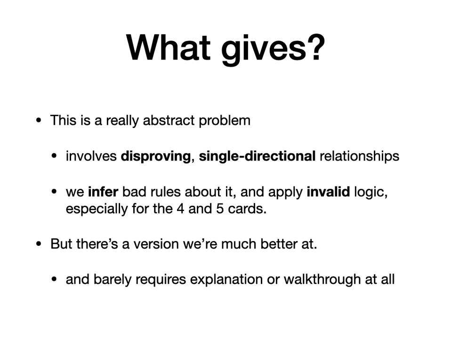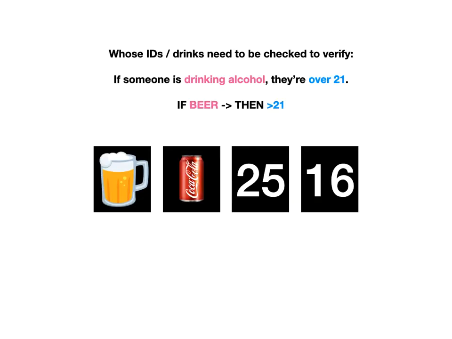But there's a version of this task that we're actually way better at. And it barely requires any explanation to figure out what to do. Whose IDs do we need to check to verify that someone who is drinking alcohol must be over 21, right? If they've got a beer, then they need to be 21. Well, we know we got to check the beer to make sure they're 21, right? Who else do we need to check in here?